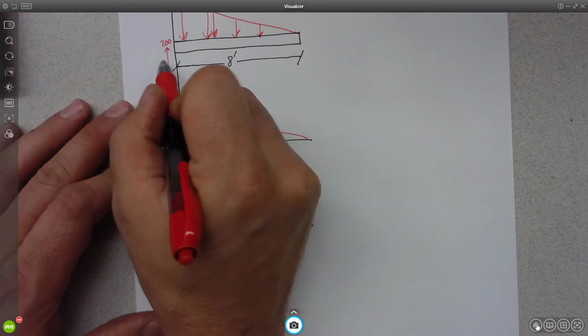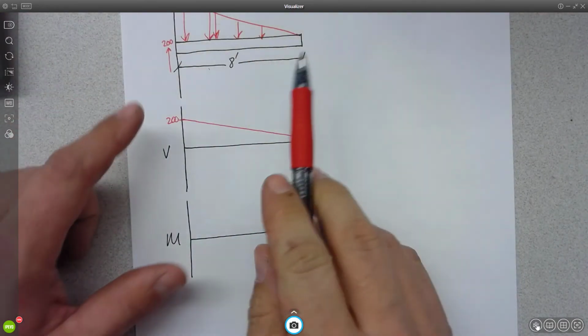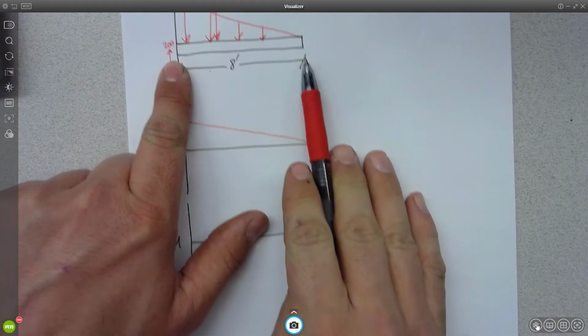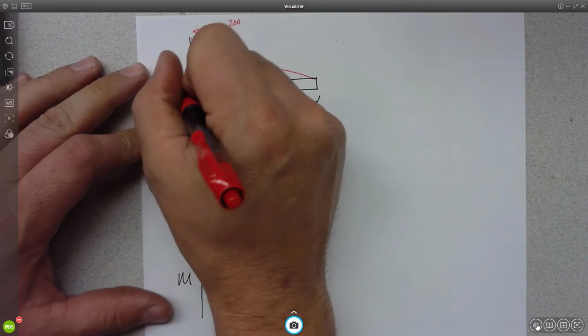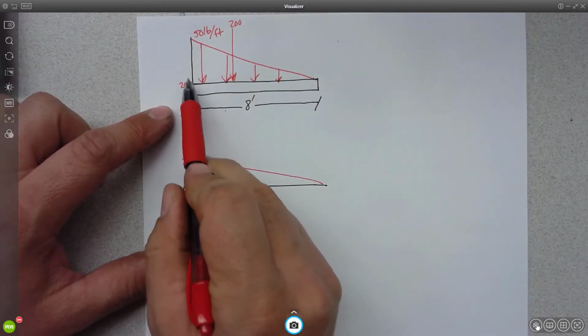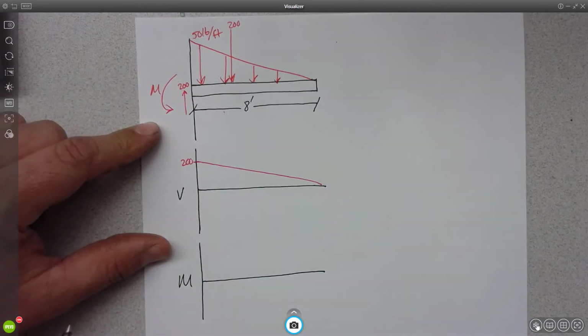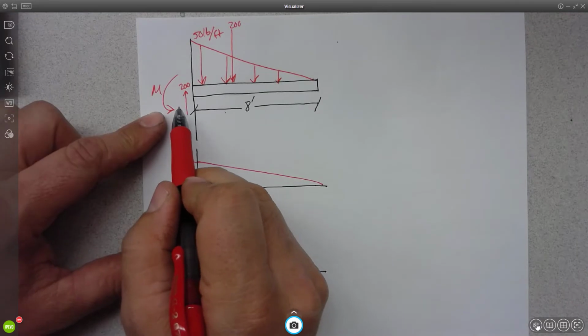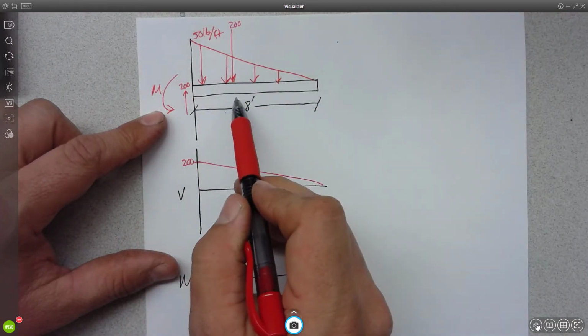What moment has to be here in order for this thing to be in static equilibrium? So far, I've just been giving you beams that are simply supported instead of cantilevered. But in a cantilevered beam, we have a reaction force in the vertical, and then we have a moment reaction, right? And the moment reaction here has to counteract the moment of the load.